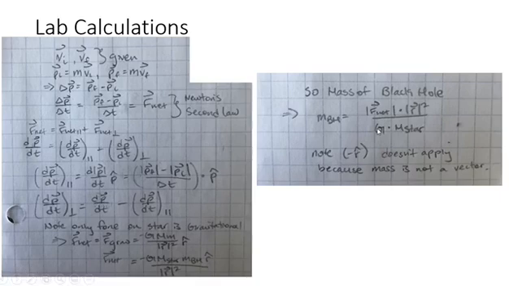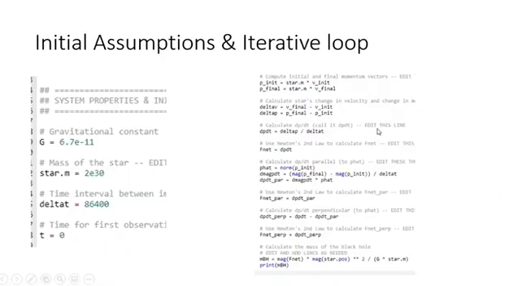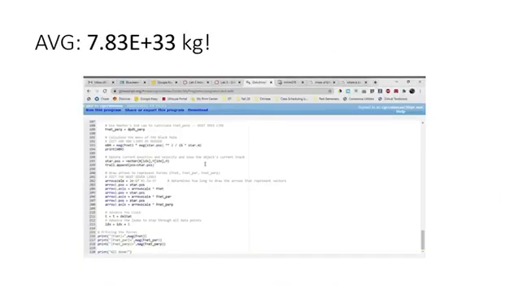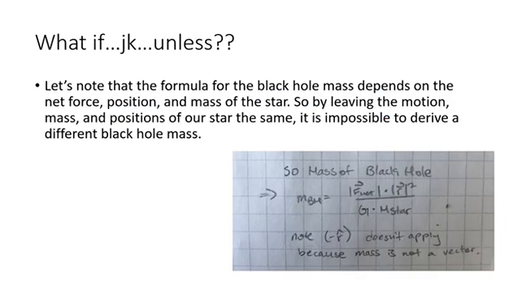So in terms of doing this lab better again, maybe I could use the net force I calculated and see whether I could recalculate the positions of my star as the same as that I was given. And an interesting note is that if we leave the motion, mass, and position of our star the same, then by the formula we derive, it is impossible for our system to have a different mass for a black hole.